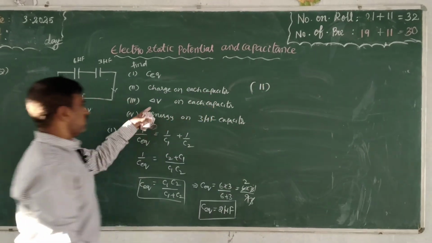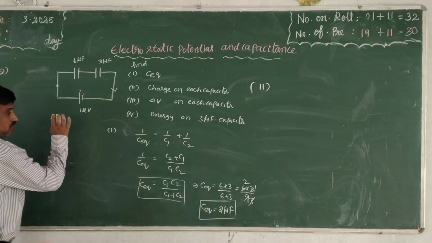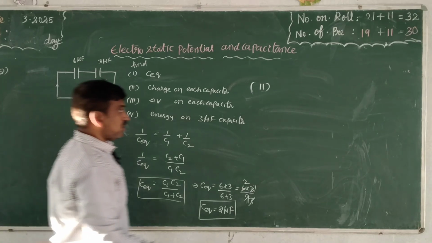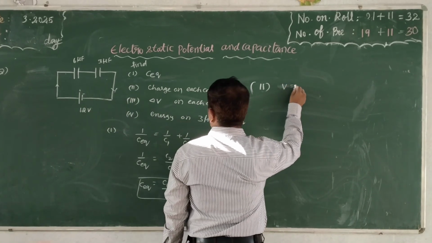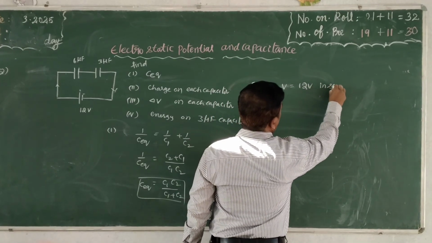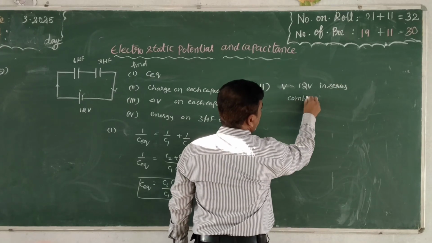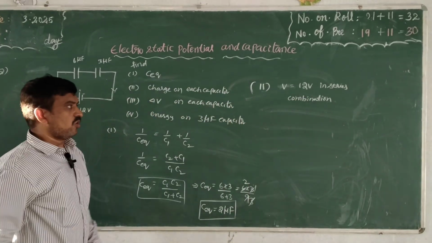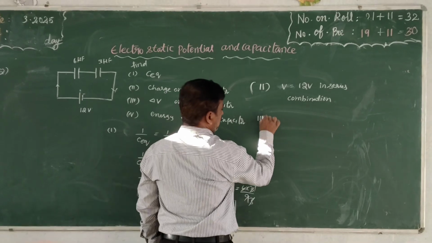What is the second one? Potential on each capacitor. In series combination, potential is the same everywhere, so the potential on each capacitor is 12 volts. Why? Because it is the same. Third one, see third one now here.